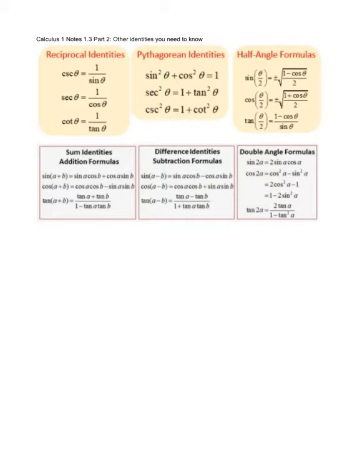But you should also know that tangent is also equal to sine theta over cosine theta. That's a pretty helpful one. You also need to be fluent in the fact that sine squared theta plus cosine squared theta is 1. Secant squared theta equals 1 plus tangent squared theta. Cosecant squared theta equals 1 plus cotangent squared theta.